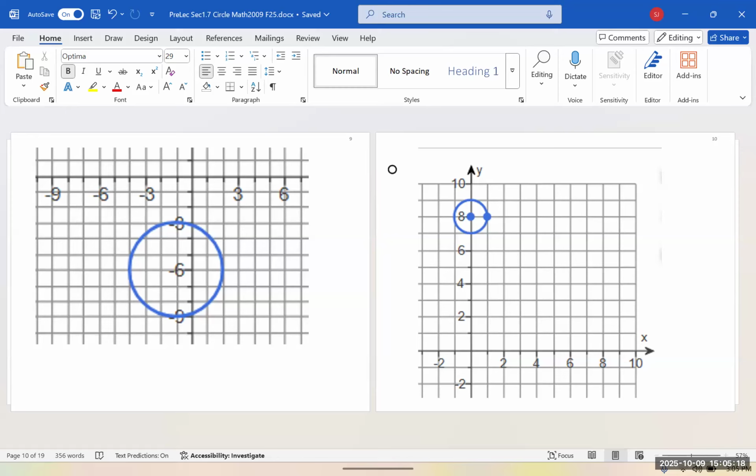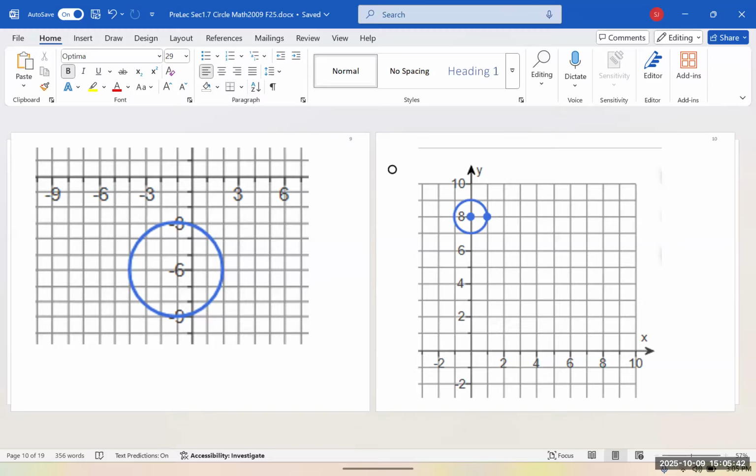So the left one is tricky. They didn't show the center, so you really have to find it. Erika, you're so sleepy. Would you like to try the left side?